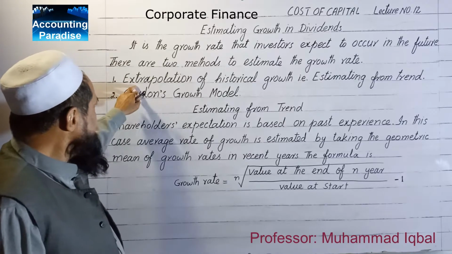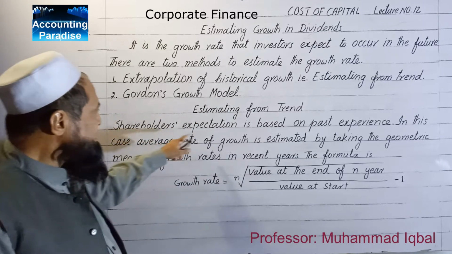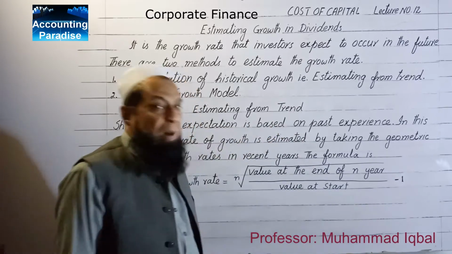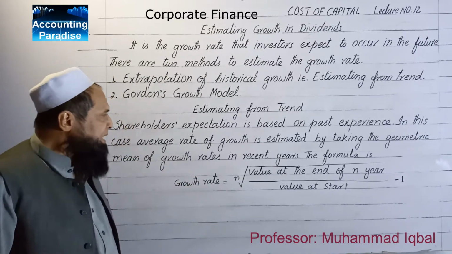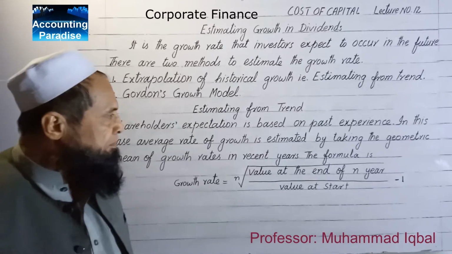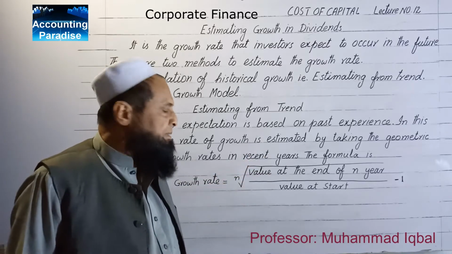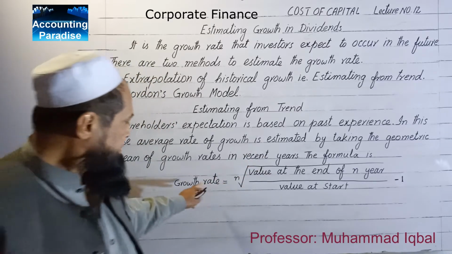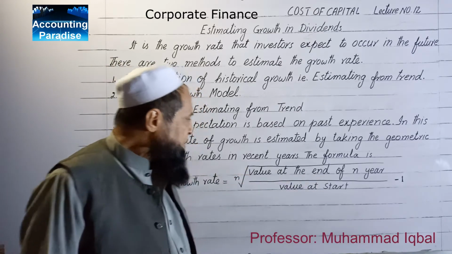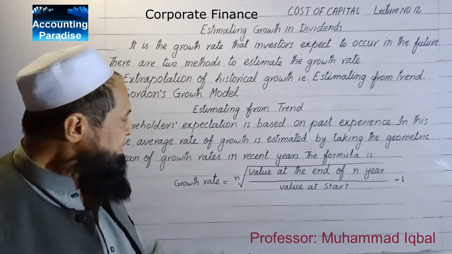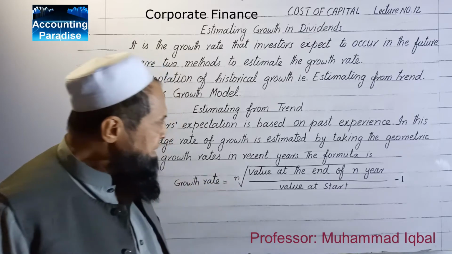Regarding extrapolation of historical growth, shareholders' expectation is based on past experience. In this case, the average rate of growth is estimated by taking the geometric mean of growth rates in recent years. The formula is: growth rate is equal to the value at the end of the year over the value at the start, under root power n, minus 1.